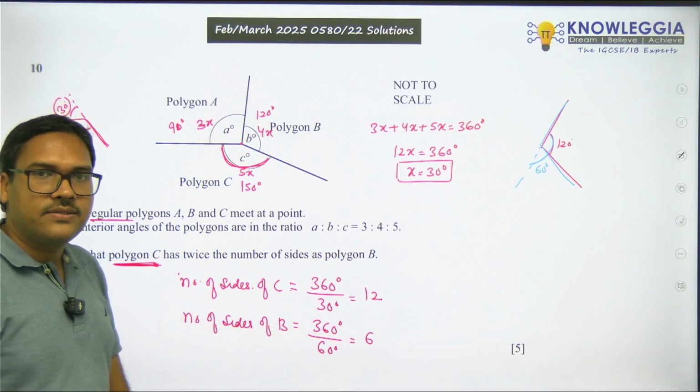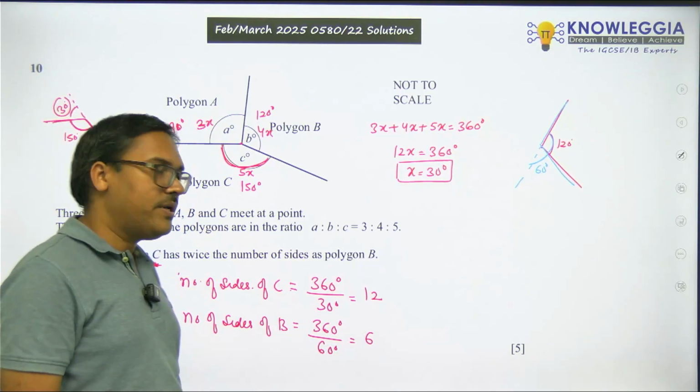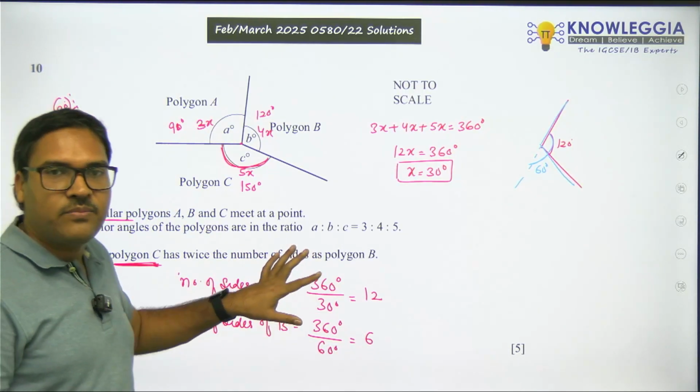So this is how we can answer this question. We can see this is double of this. So this is how we can show this. This is the best way to find the number of sides.